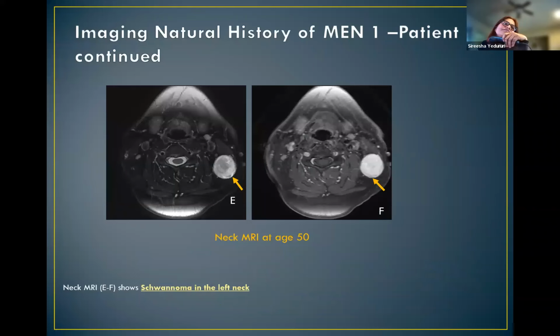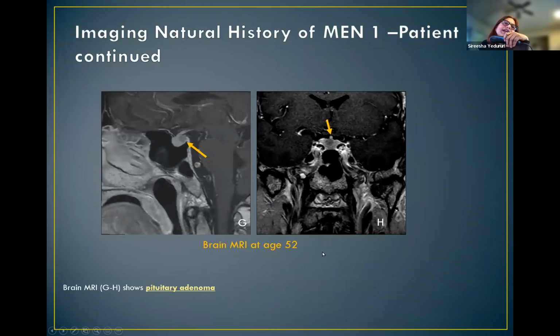And then we got a follow-up MRI at age 50. The patient has a schwannoma, which was resected. And this is brain MRI at age 52. He had pituitary adenoma diagnosed even before, but this is the first available study I have. This is the pituitary adenoma.